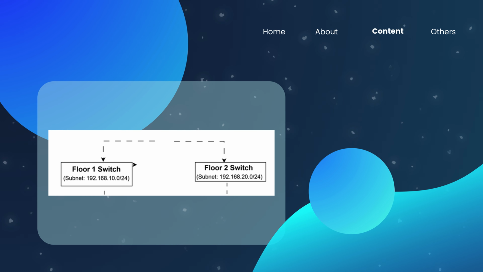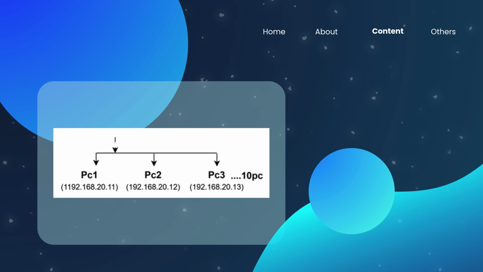Floor 2 uses the subnet 192.168.20.0/24 and includes access point 192.168.20.100. PC1 192.168.20.10, PC2 192.168.20.11, and PC3 192.168.20.12, and other connected devices as well.